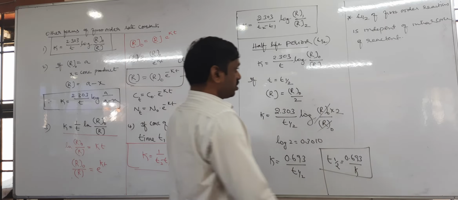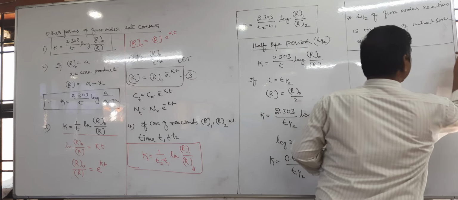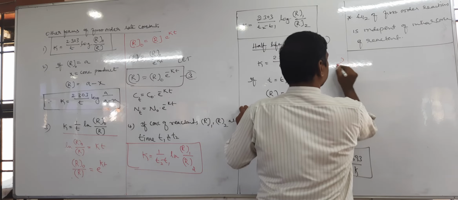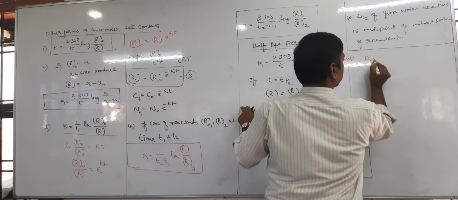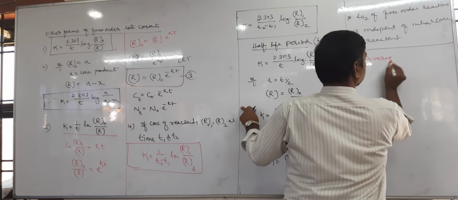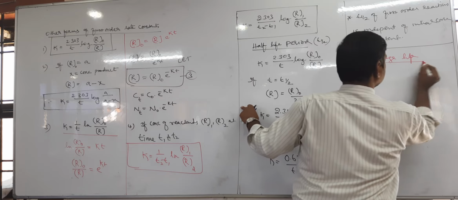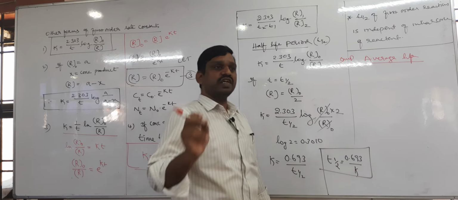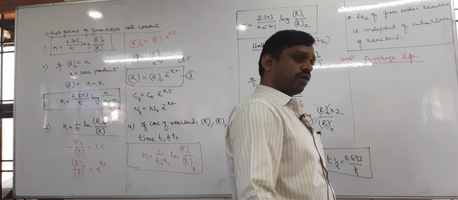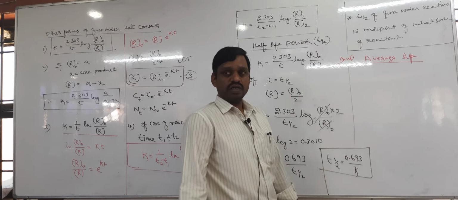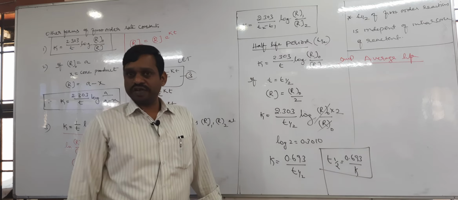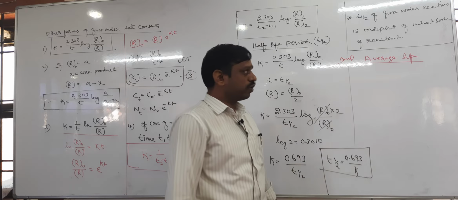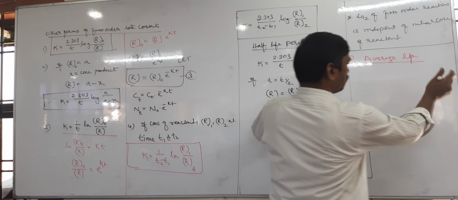Next, for first order reactions we study one more important time, T average, the average life. Particularly this is used in radioactive disintegration. So remember, all radioactive disintegration reactions are first order reactions. If possible, write somewhere: all radioactive disintegration reactions follow first order.